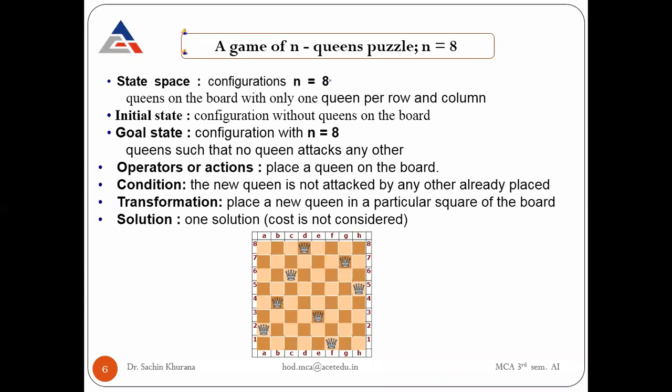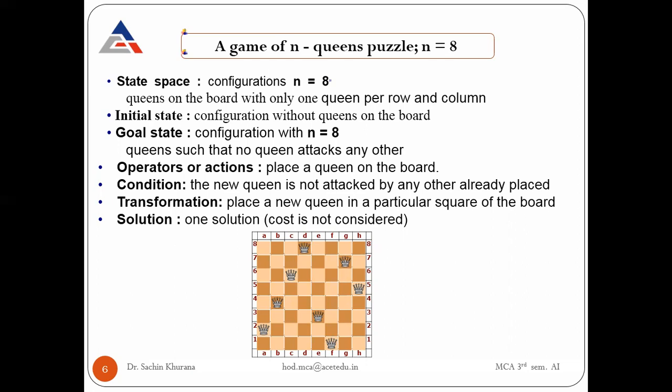So the initial state is when the chessboard is empty. And the goal state is the configuration with n equal to 8 queens placed on the chessboard in such a way that no queen attacks any other queen. This is our goal. That means we have to reach a state where we keep 8 queens on the chessboard such that no queen attacks any other queen during the placement. These are the goal states. So we have a clearly defined state space, initial state, and goal state. Now, what are the operators or actions when moving from the initial state to the goal state? Place a queen on the board at any location.